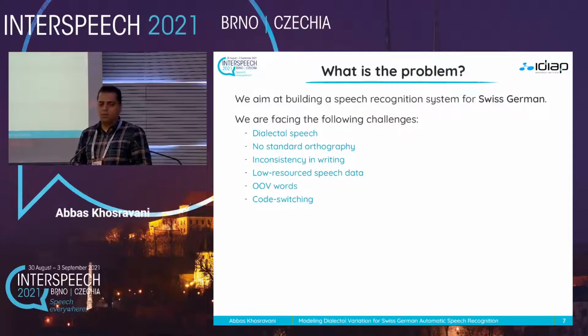So the problem is we want to build a speech recognition system for Swiss German. We face a number of challenges. First of all, it's dialectal speech. There is no standard orthography for writing, and also there is inconsistency in writing. So different people may write a word differently. And we have very few publicly available data sets, and most of them are out of domain and very limited to a specific domain. And we also have an issue with out-of-vocabulary words and code switching.